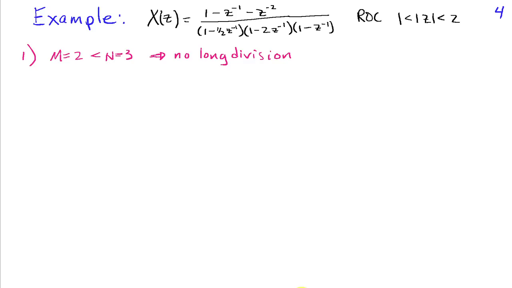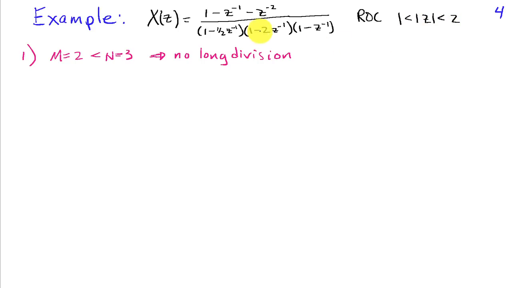So let's do an example here where I've got X(z) given by (1 - z^-1 - z^-2) over (1 - 1/2 z^-1)(1 - 2z^-1)(1 - z^-1). And we'll assume our region of convergence is the ring magnitude of z between 1 and 2.